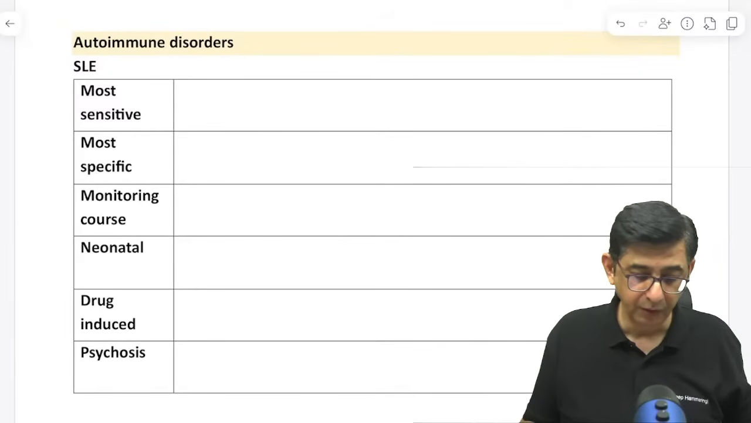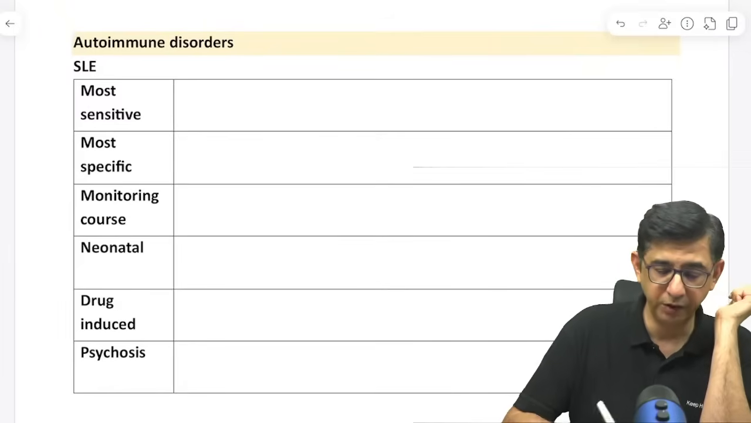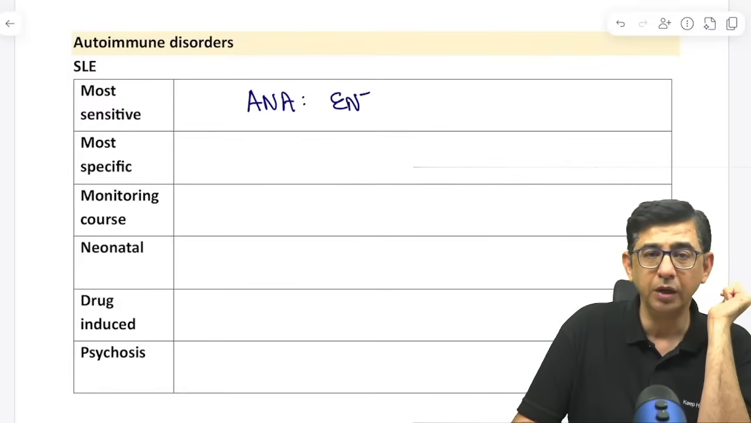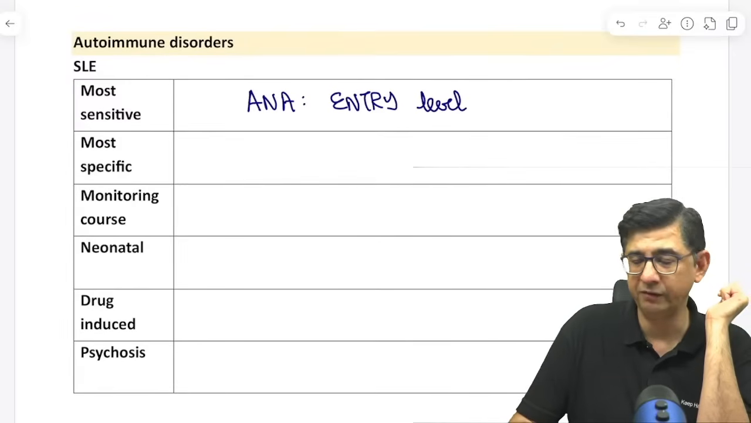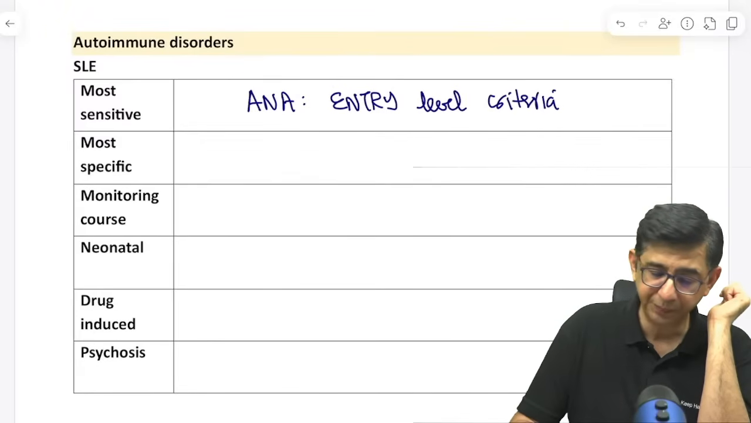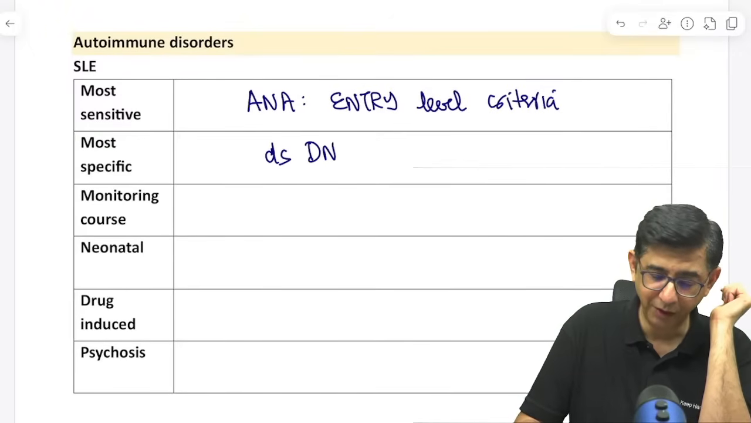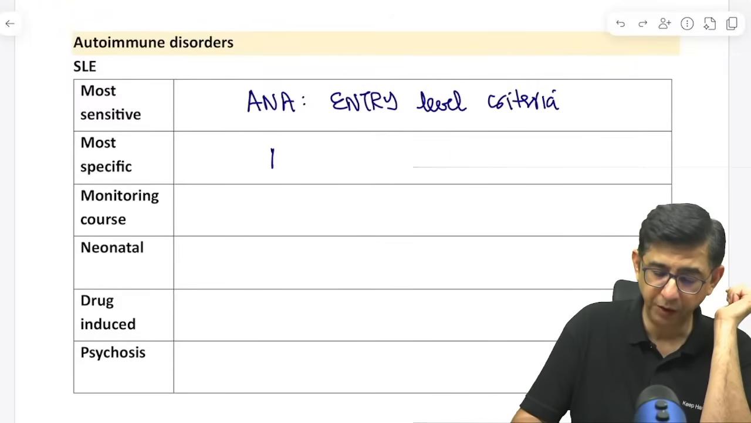Yes guys, ऑटोइम्यून डिसऑर्डर्स में what is the most sensitive? तो एंट्री लेवल क्राइटेरिया तो मतलब एंटी न्यूक्लियर एंटीबॉडी होता है, इसको तो एंट्री लेवल क्राइटेरिया बोल देंगे, 1:80 टाइटर पे. Then is the most specific one, that is, आप लोग हेल्प कर दो यार, डबल स्टैंडर्ड डीएनए मेरे को भूलना नहीं चाहिए था, but anyway the most specific one is anti-Smith antibody.